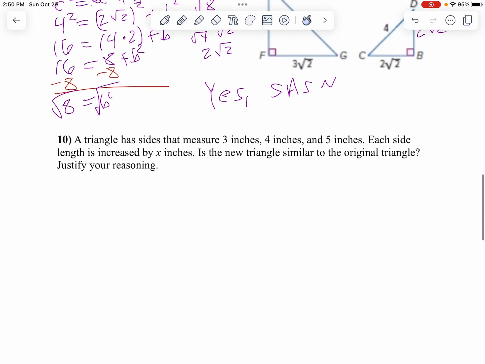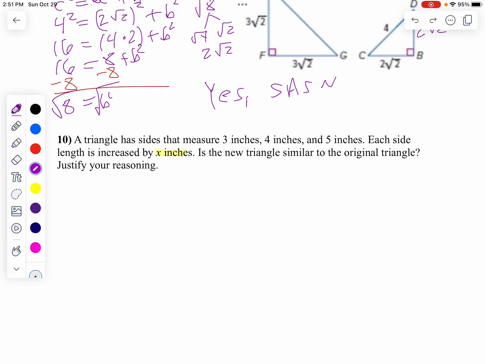On question number 10, if we add the same thing to all three of them, they won't be in the same ratio because ratio means divide. But what happens if we make x 0? If x is 0, then that would work. I don't know what I did there. I wanted just to make it a little bit thicker. So x is 0, then it works.